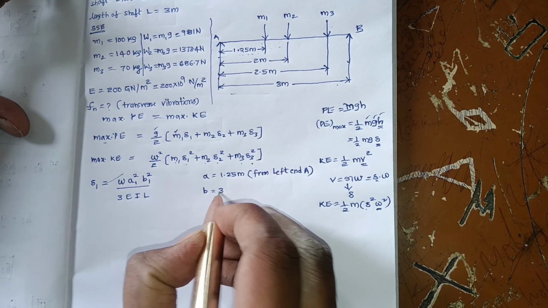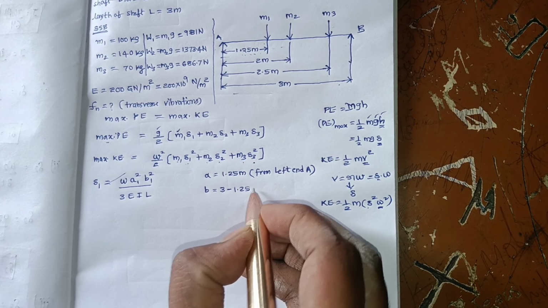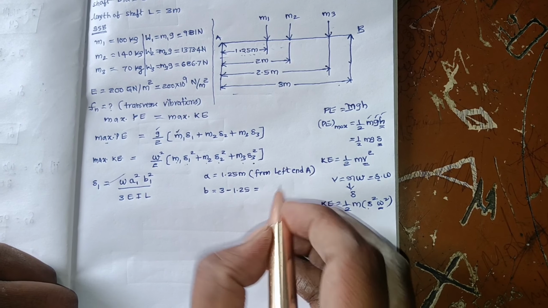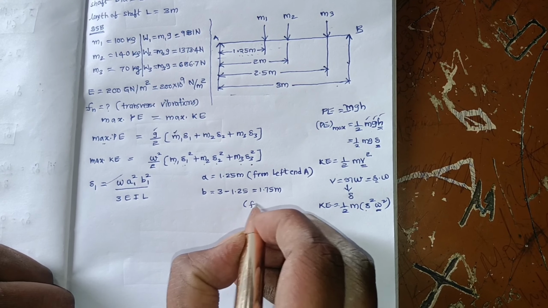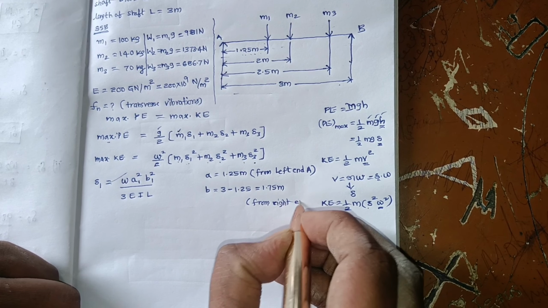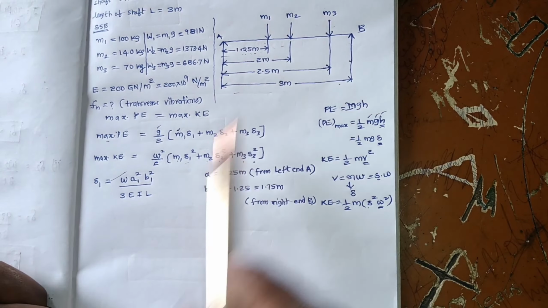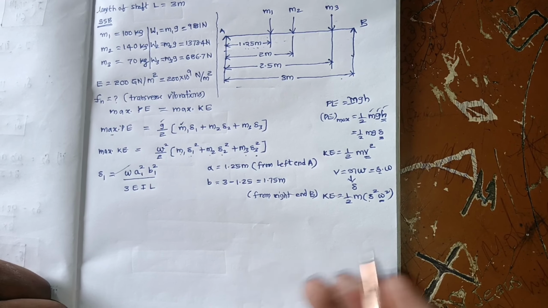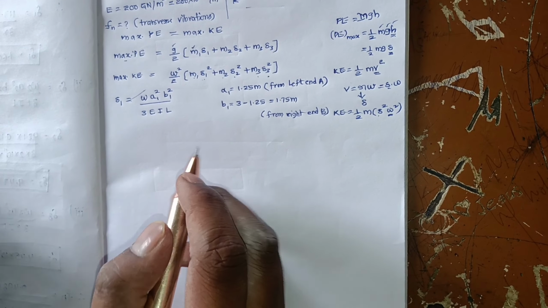That means 3 minus 1.25. We will get the B value as 1.75 meters. So always you have to measure from the right end B. Not only for this one, you have to find A2, B2, A3, B3 for the remaining masses M2 and M3. Once you get the A1, B1 values, you have to substitute.